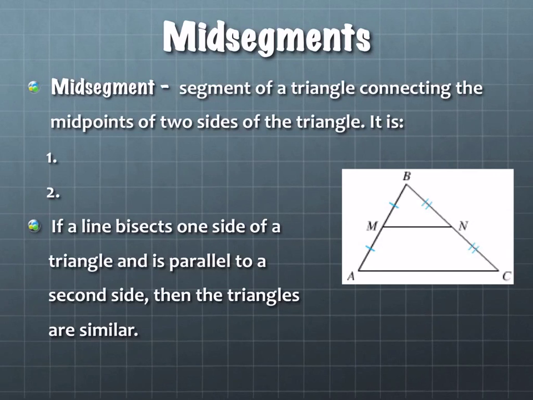So segment MN is parallel, that's that double line, to, what did I call it? AC. So the mid-segment is parallel to the third side. I mean, generally speaking, that's what this fact is. What else do you think you can say about the relationship between MN and AC?